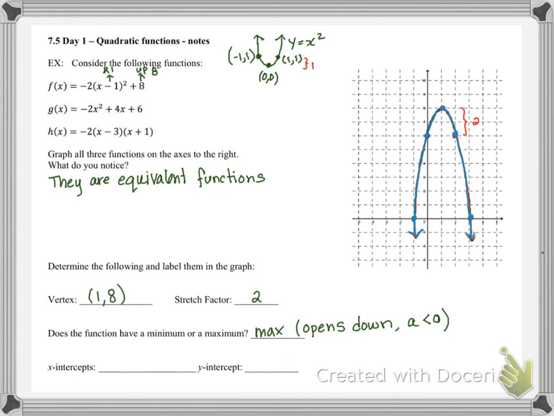And notice that regardless of what form the equation is in, our leading coefficient is always the same. So that -2 doesn't change based on what form we put this in. So you can always tell if it's going to open up or down based on that number. What are my x-intercepts?